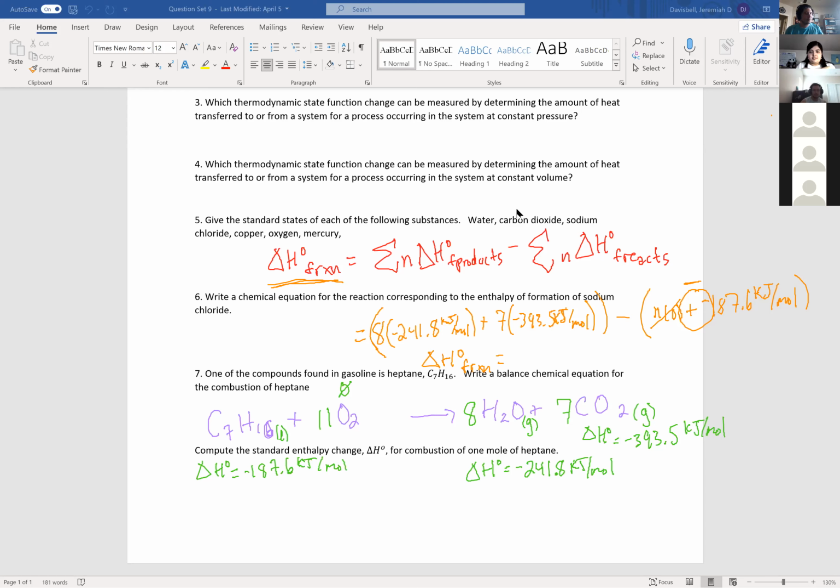Is it negative 4.82 times 10 to the third kilojoules per mole? Okay, I got 2 people with the same answer. Anybody disagree?